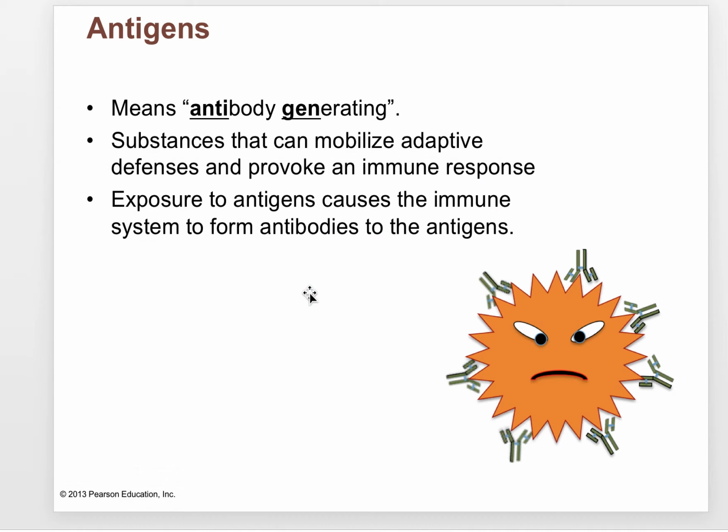The term antigen means antibody generating. Antibodies are the parts of the immune system that are directed towards the antigens, and once an antibody attaches to an antigen, that cell is marked for destruction. Substances can mobilize adaptive defenses and provoke an immune response. Exposure to antigens causes the immune system to form antibodies to the antigens. And again, when the antibodies form in response to the antigen, they lock on the antigen, and then that cell is set up for destruction.